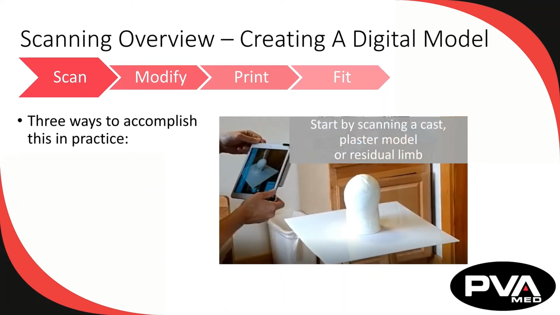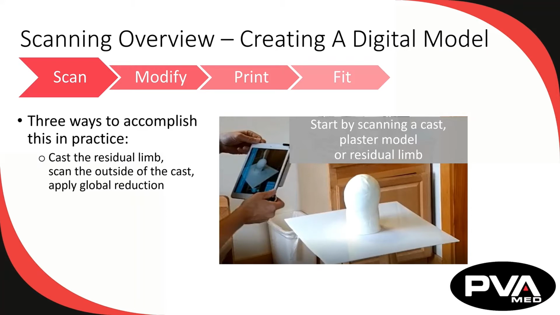Now that we've covered the benefits of the scanning step in the digital workflow, let's cover an overview of how it works. In practice today, there are at least 3 different ways to create a digital model of a patient's residual limb. These include casting a patient, scanning the outside of the cast, and then performing a global reduction of the resulting shape to account for the thickness of the cast. This is one of the more popular ways. This allows a clinician with skilled hands to shape the limb with the knowledge of which areas can tolerate support versus which areas will need relief due to sensitivity.